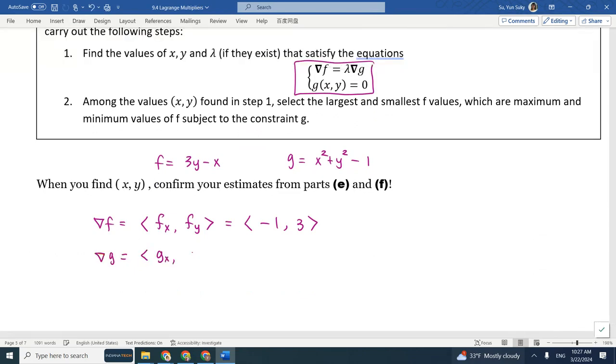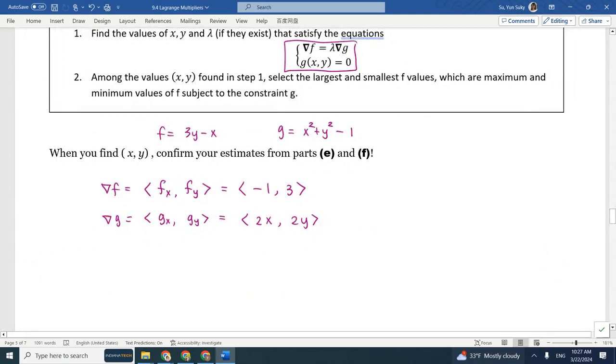So that is gx, gy. What is the derivative with respect to x? Yes, 2x. And that's it, right, for the derivative with respect to x. How about the derivative with respect to y? Yes, 2y. Good. Now, look at this system.